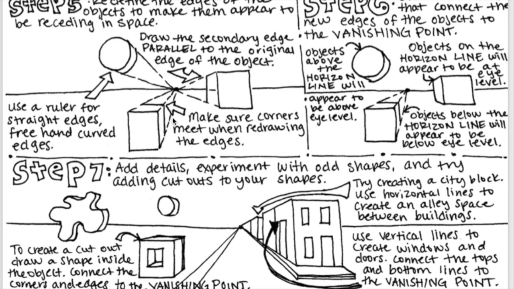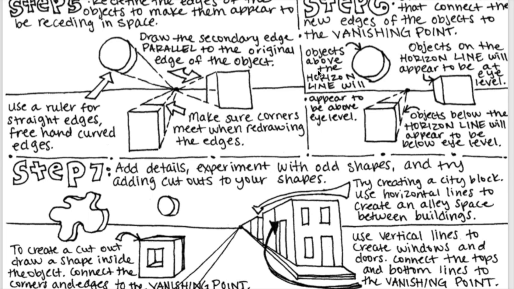Here's another tip. It says make sure corners meet when redrawing the edges. So if I'm drawing things like squares, my corners are meeting. You can't see this one here, but you can here. And here's one more tip. It says use a ruler for straight edges and freehand your curved edges. So whatever happens in the front is what happens in between your guidelines in the back. All right. Step 6 says erase the lines that connect to the new edges of the objects and to the vanishing point. So that's these lines right here. We're just erasing them.